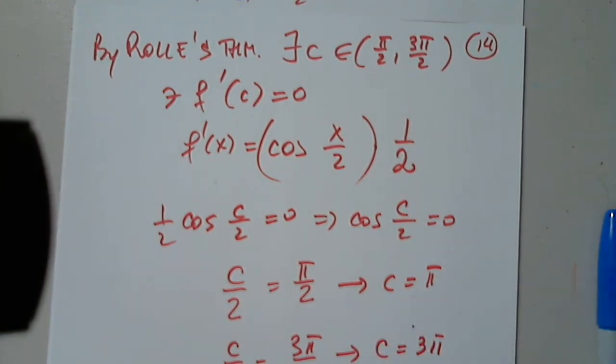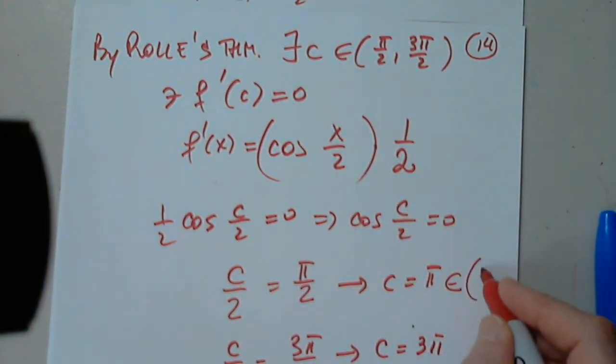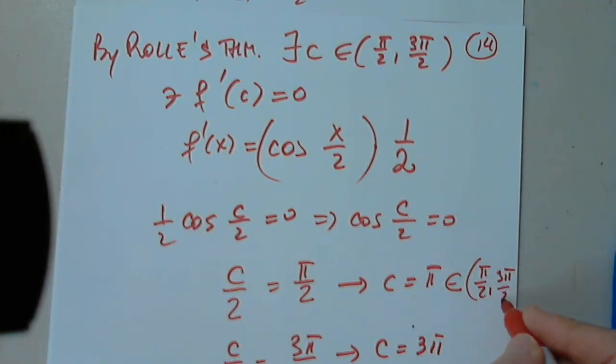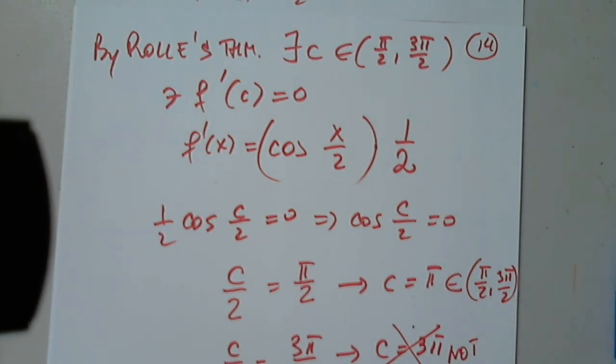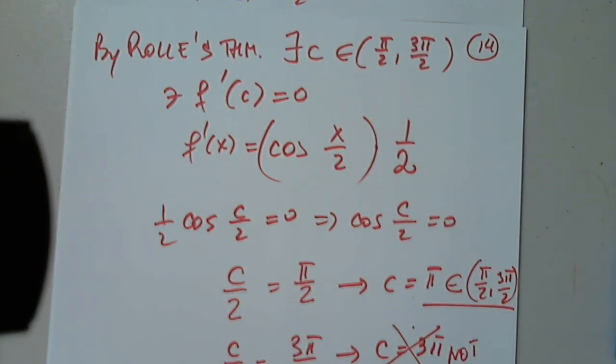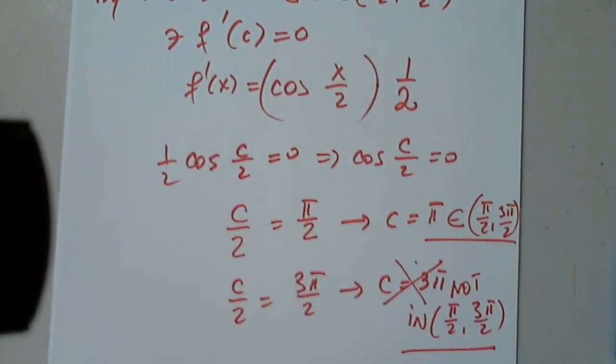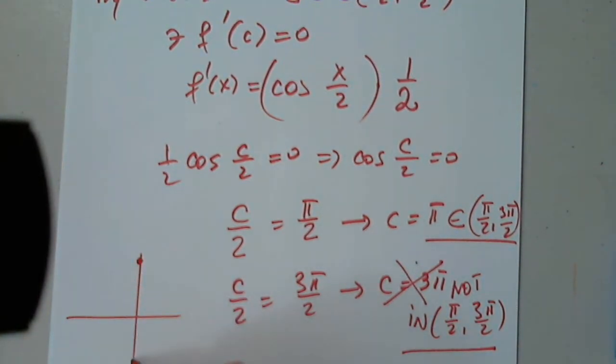But remember, the interval is pi over 2, 3 pi over 2, so this belongs to it, this is very important, and this one does not. That's why this is so important to check. You cannot say, oh, this is guaranteed. No. It's guaranteed as long as it's in the interval that is given to us. But 3 pi is not in this interval, because pi over 2 is here, 3 pi over 2 is here, so the interval is this.